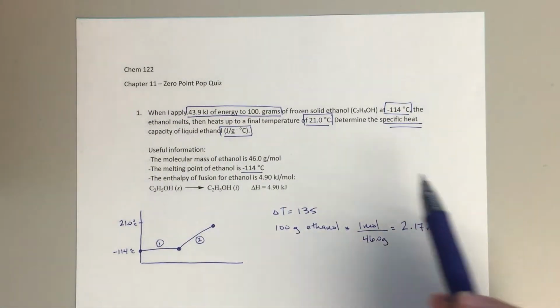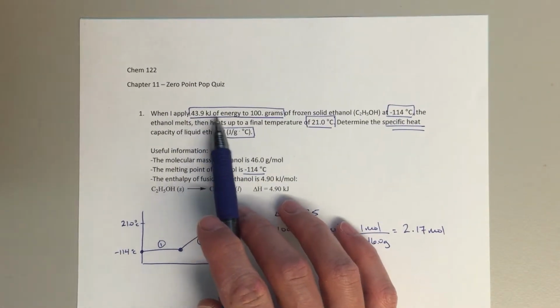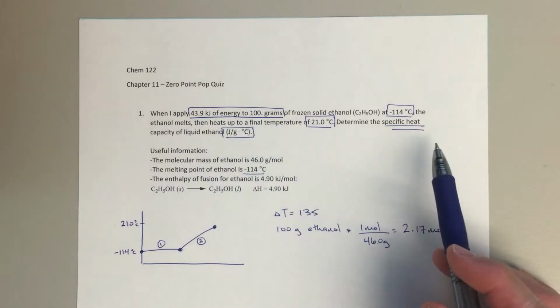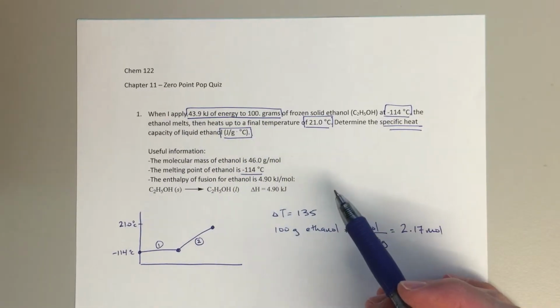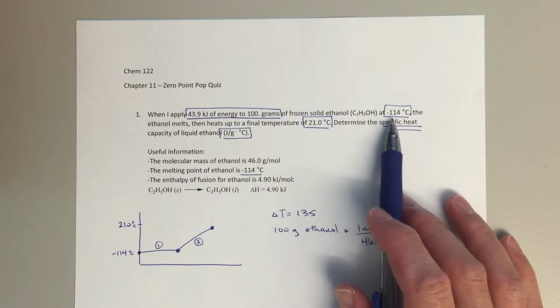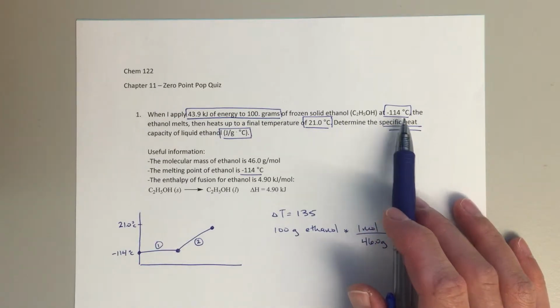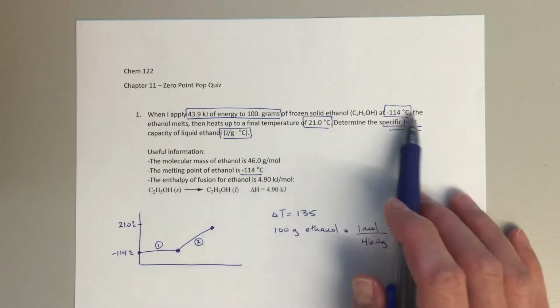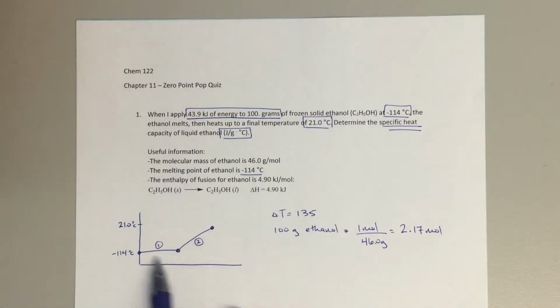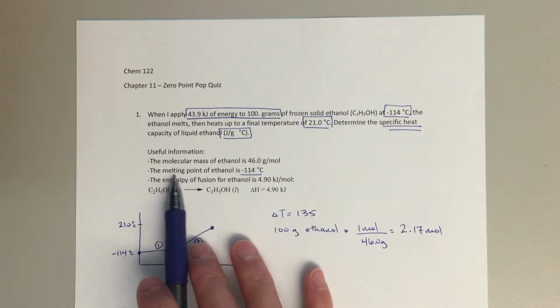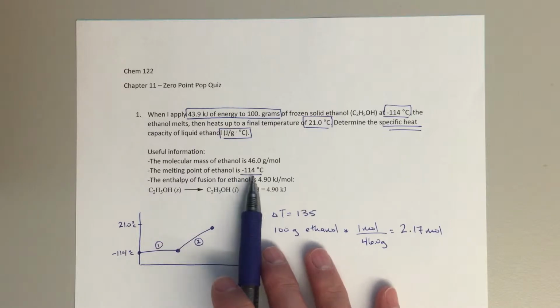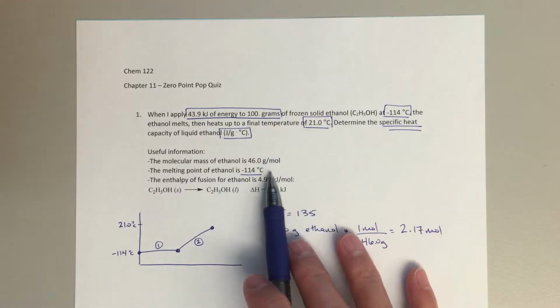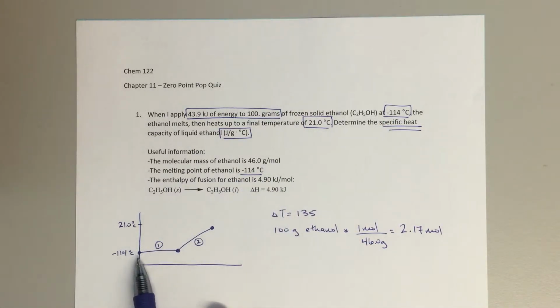Things that I highlighted: 43.9 kilojoules of energy is applied to 100 grams of ethanol. That's the first bit of information. The ethanol starts at minus 114, and we go to a final temperature of 21. So I'm going to use this information to build my picture over here. I'm also told that the melting point of ethanol is minus 114. So I'm at the melting point, it's just that it's in a solid phase and I need to convert it to a liquid phase. For step 2, I'm just going to be heating it up.